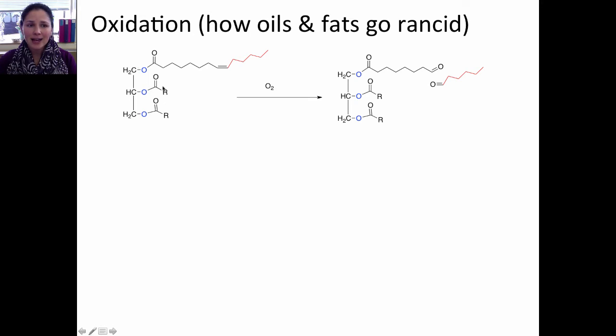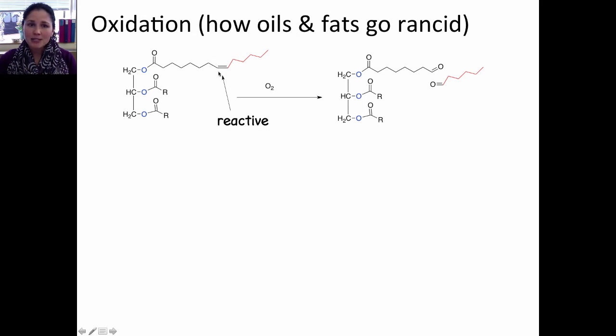In this slide, I've written a shorthand version showing just one of the fatty acid tails of a triglyceride, and the other two fatty acid tails are just abbreviated with R. I want to focus on just this double bond. The oxidation reaction that causes foods to go rancid is basically an oxidation where this double bond is completely broken and the carbons become double bonded to the oxygens from the oxygen molecule.